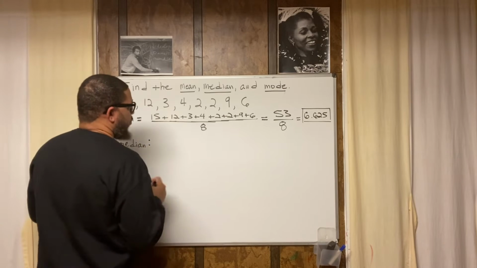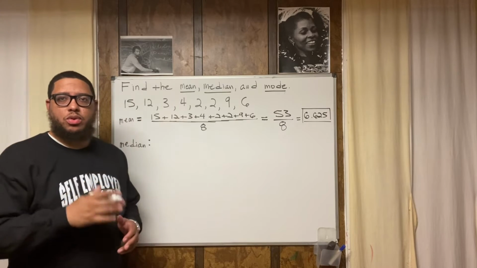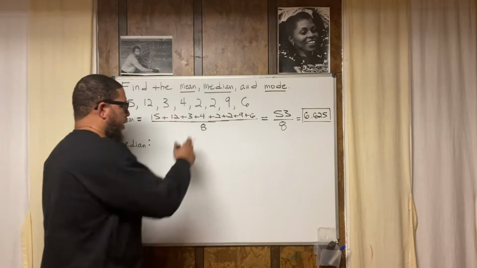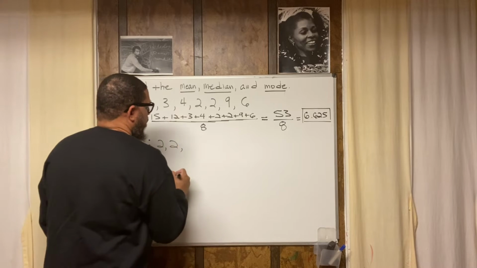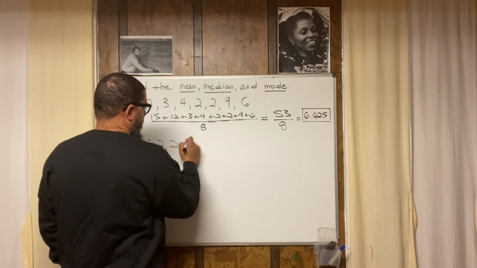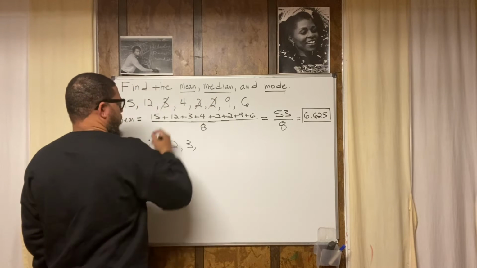For the median, the first step is to find the median. We list all the data in order from least to greatest. So I've got my 2, and then another 2, and then 3. And what I'm going to do is cross these off, right? So I know I listed them.